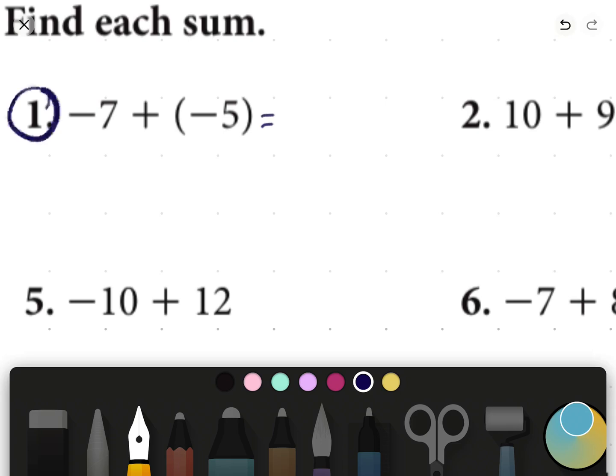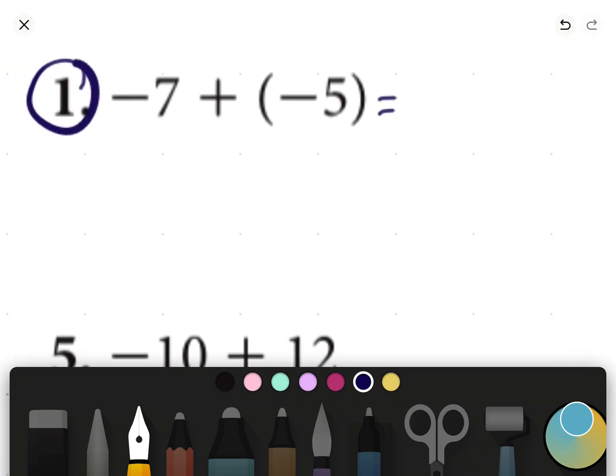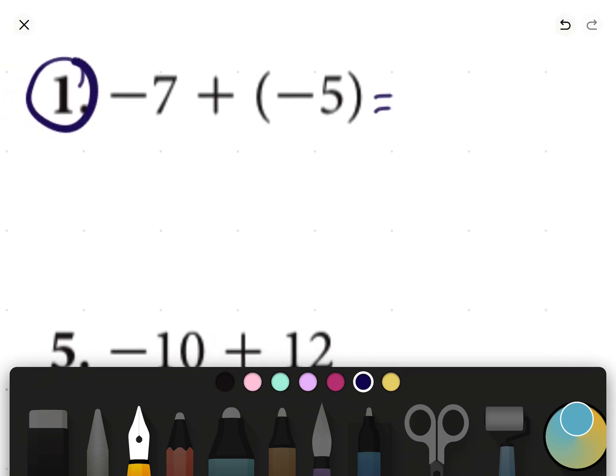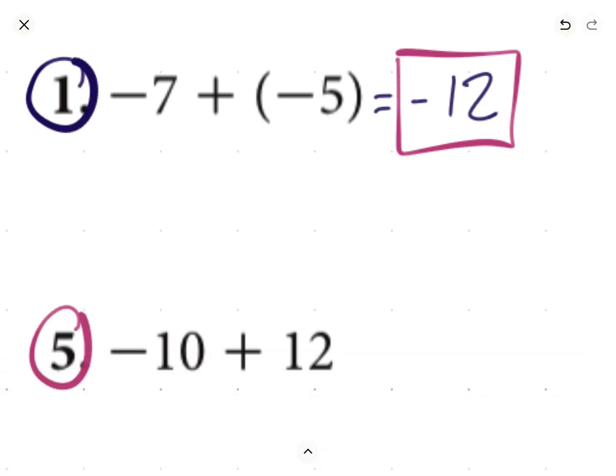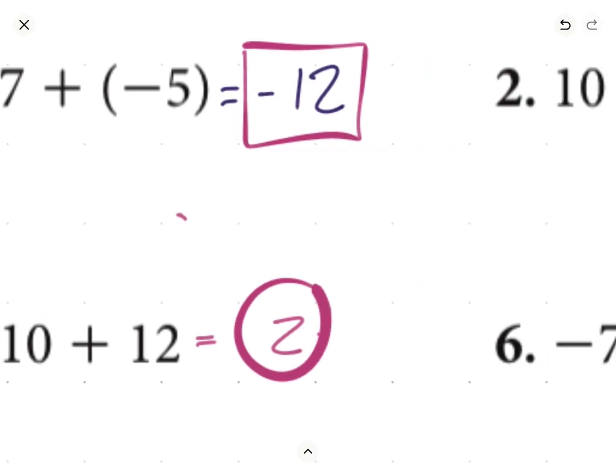If we look at this one, they are the same signs. You add and keep the sign. So 5 plus 7 is 12. They're both negatives. Your answer is negative 12. If I look at number 5, now these are different signs, right? I got negative 10 plus positive 12. Different signs, subtract, which means I take 10 away from 12, which gives us 2. Keep the larger. 12 is bigger than 10. Since 12 is positive, that means our answer is positive. So our answer is positive 2.